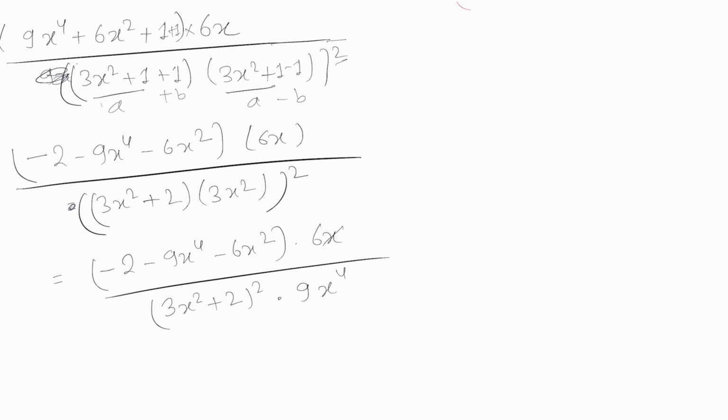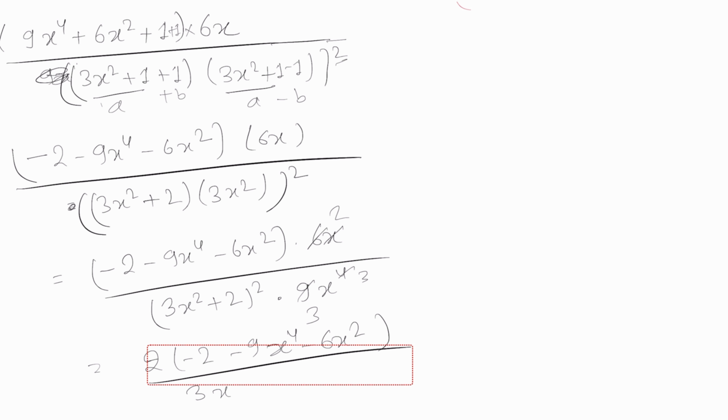Okay, so we can divide this, so x cube, 3 times 2, 3 times 3. So from here we can write, and we have 2 here, so we can write it as 2 times minus 2 minus 9x to the power 4 minus 6x square, whole divided by 3x cube times (3x square plus 2) whole square, and this is our final answer.